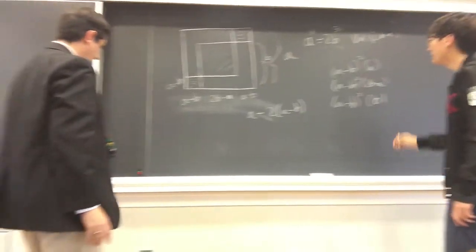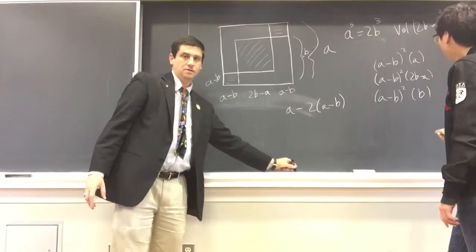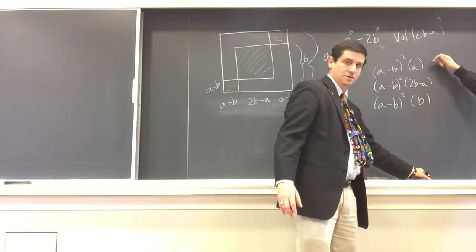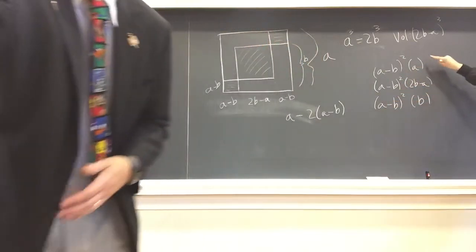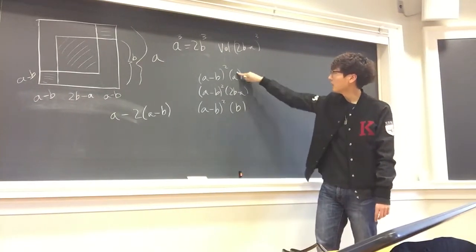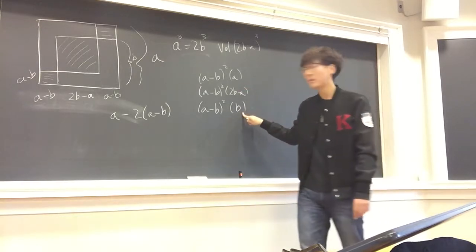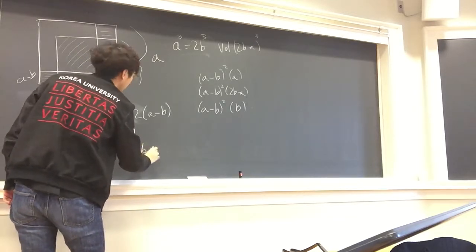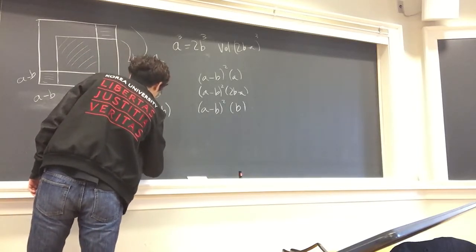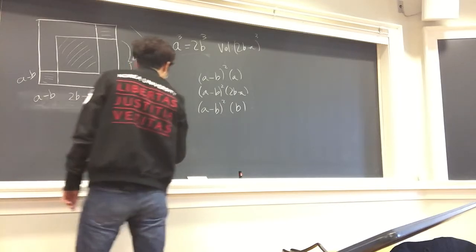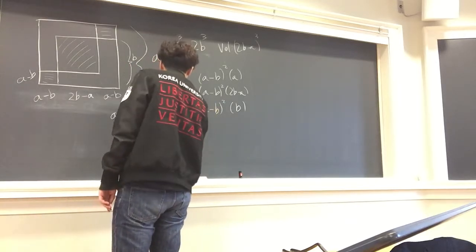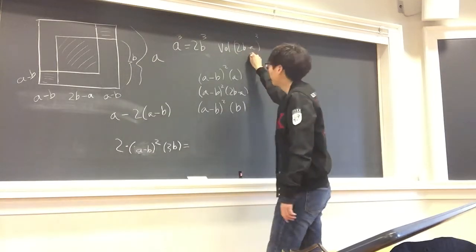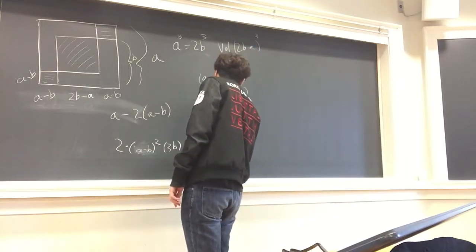Okay. And then the empty space is all of this times 2. But if you realize, you can just factor out an a minus b squared. So you get a minus b squared times a plus 2b minus a plus b. A and a cancel. 2b plus b is 3b. Right? So now you end up with 2 times a minus b squared times 3b equals the overlapping volume, which is 2b minus a cubed.